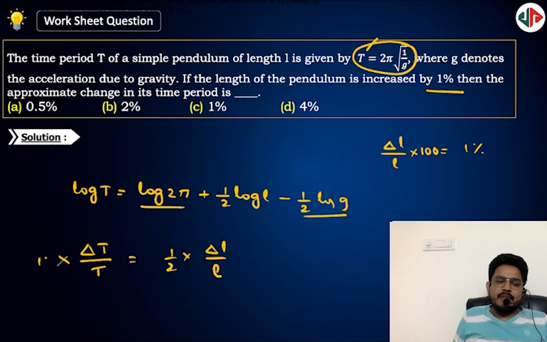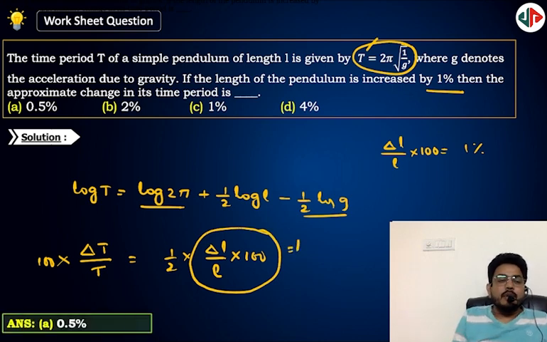I need the percentage, so into 100. This one is given as 1. So what is the answer you are going to get? 0.5 percent. I told you, whatever the power, here L to the power of 1 by 2, so 1 by 2 times of this one. Straight away you can answer it.